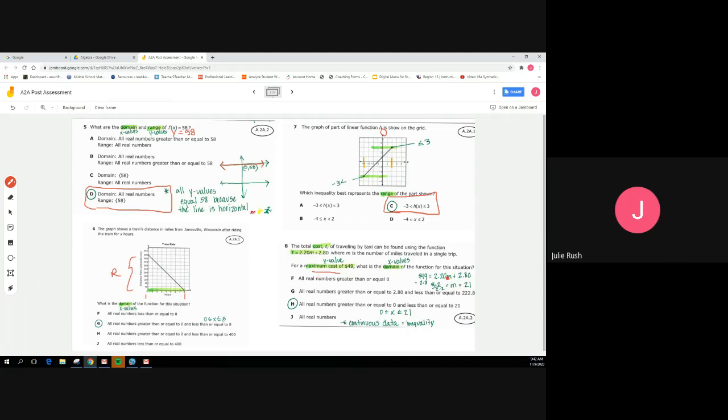And so when I plug in and I take my equation, I'm going to set it equal to this maximum cost, which is 49. And then I'm going to solve for the minutes. So how many minutes does it take for it to cost me $49? And it takes 21 minutes. That's going to be my domain value. That's my maximum domain value that matches up with my maximum Y value or my maximum range value. And so I chose all real numbers greater than or equal to 0 and less than or equal to 21.